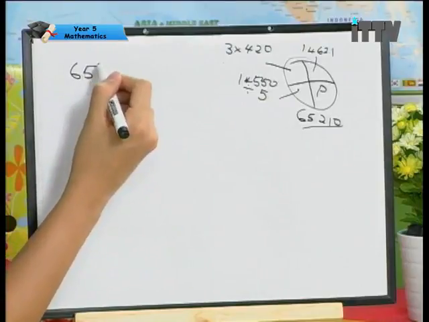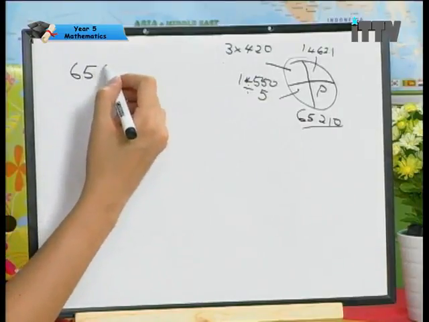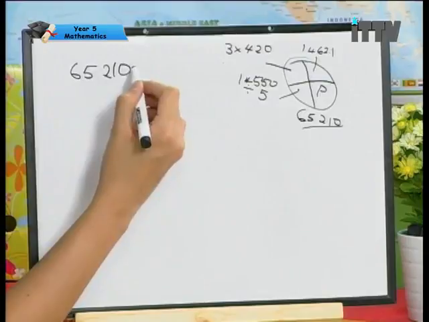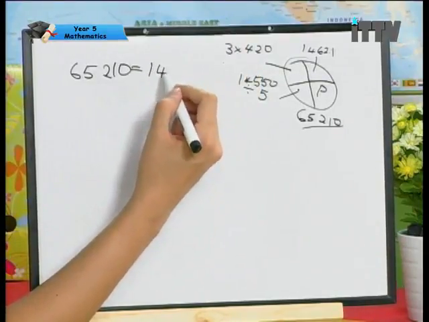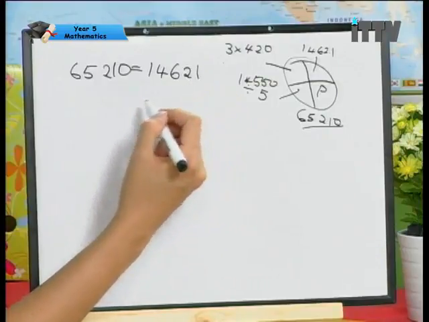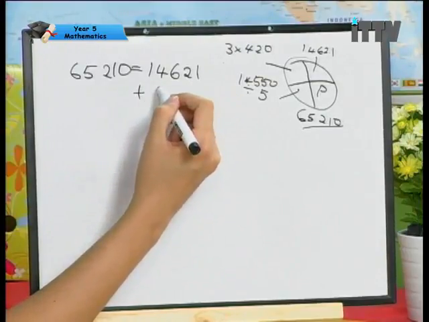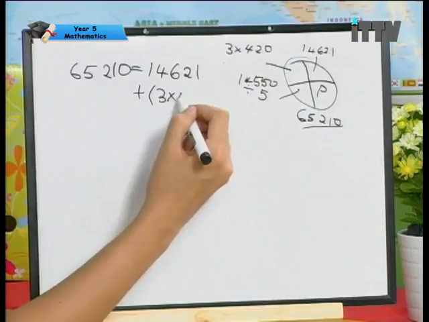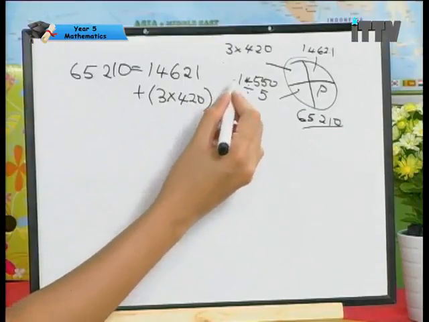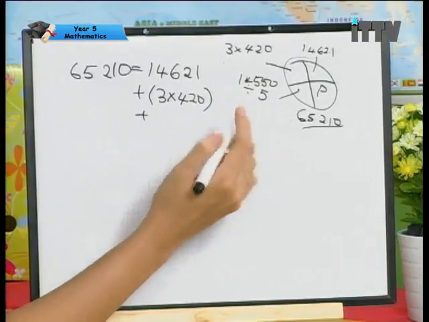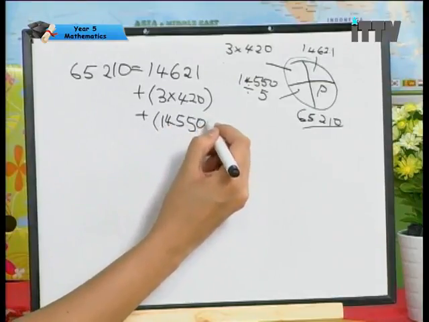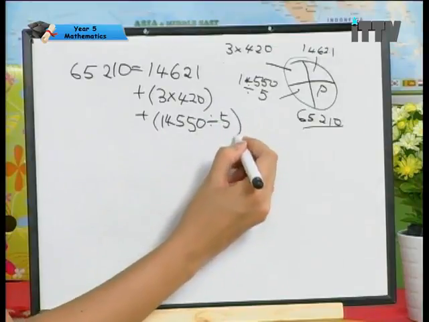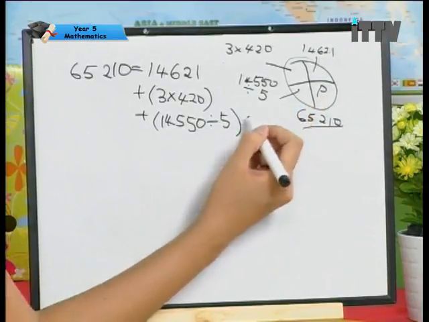The whole number, the whole biscuit, okay, 65,210 equals the first number, 14,621 plus bracket 3 times 420 plus the third number given to us, 14,550 divided by 5 plus P.